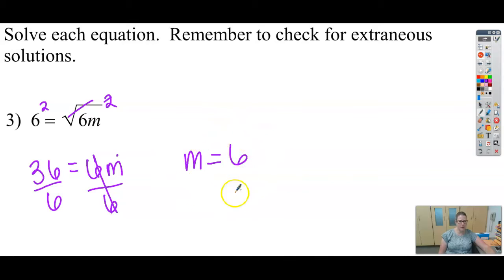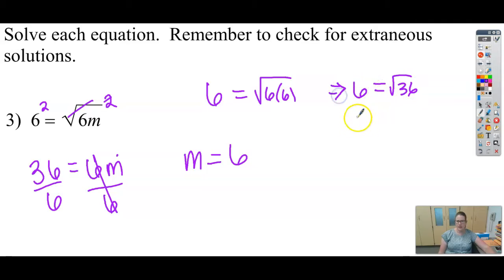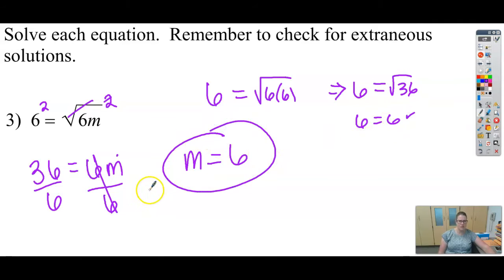So now before I go ahead and say that's the solution, I got to just double check and make sure if I plug it in, it gives me an equation that's actually true, and it does, because this is 6 equals the square root of 36, which means that 6 equals 6. So that checks out, so that is a good solution.